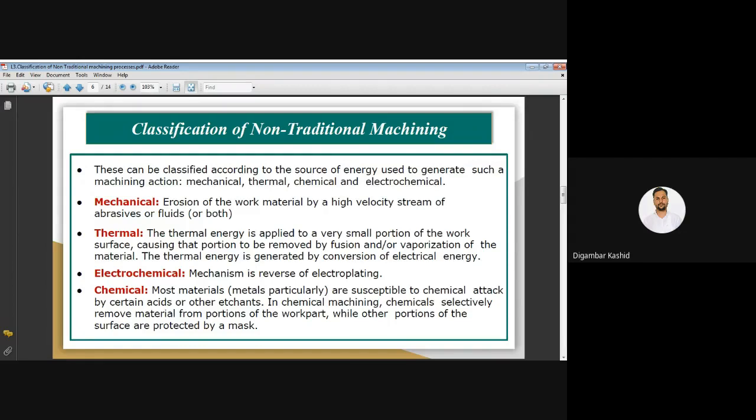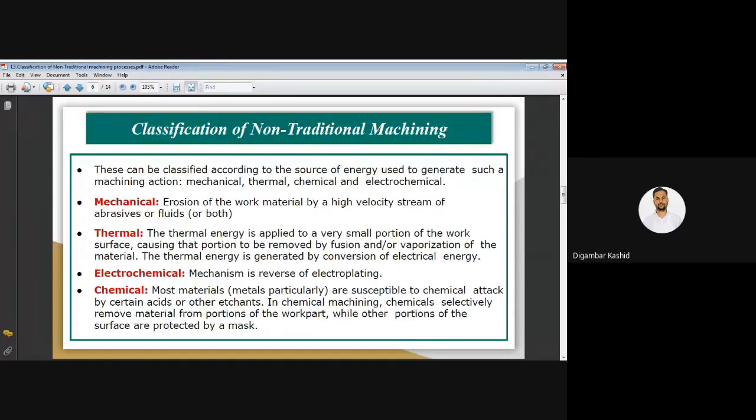So these properties play an important role in certain processes, especially in the case of laser beam machining. If the component has a high reflectivity, then laser beam machining cannot work sufficiently. On the other hand, conventional machining processes like turning, milling, drilling, etc. do not have any such constraint about the properties of the workpiece.